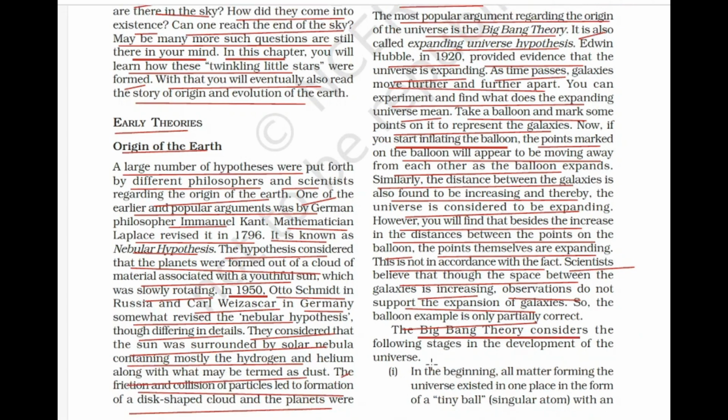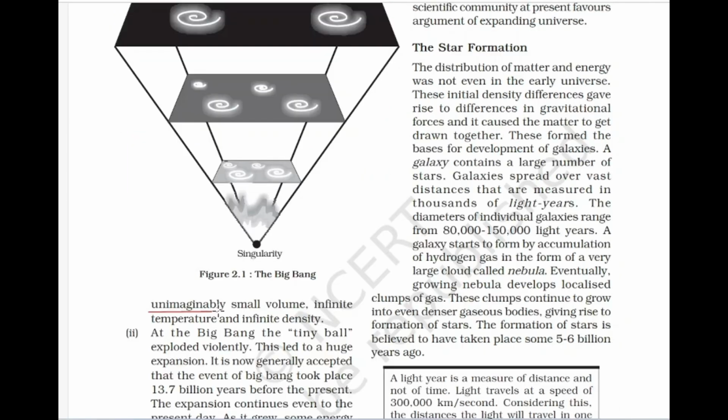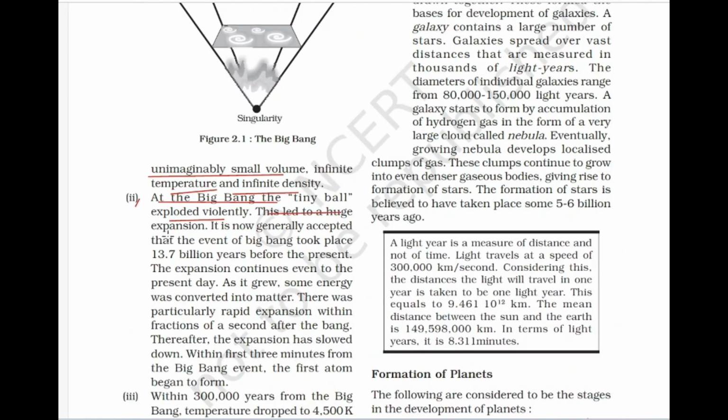The Big Bang theory considered the following stages in the development of the universe. One, in the beginning, all matter forming the universe existed in one place in the form of a tiny ball, that is a singular atom, with an unimaginably small volume, infinite temperature, and infinite density. Two, at the Big Bang, the tiny ball exploded violently. This led to a huge expansion. It is now generally accepted that the event of the Big Bang took place 13.7 billion years before the present. The expansion continues even to the present day.